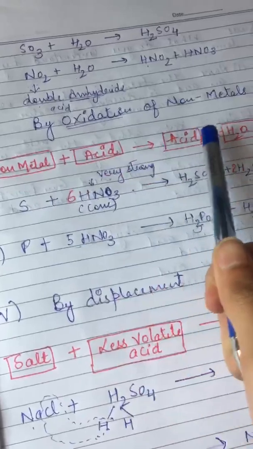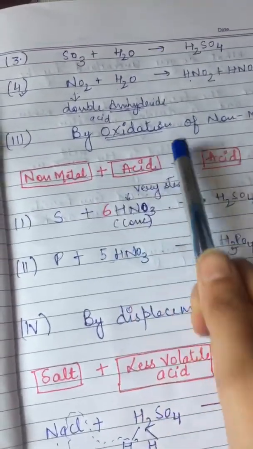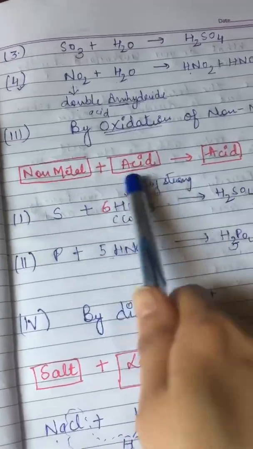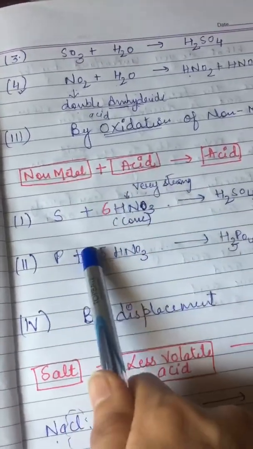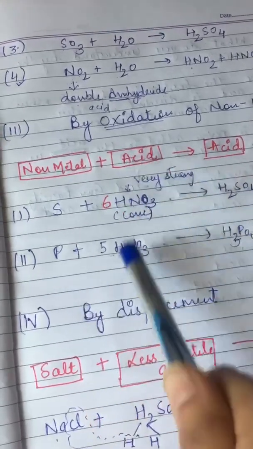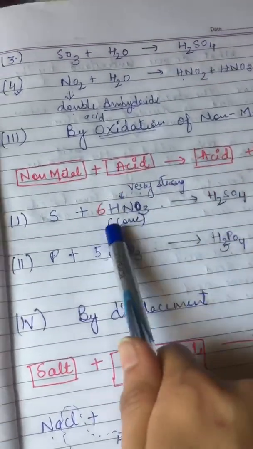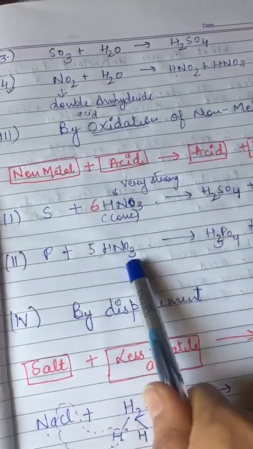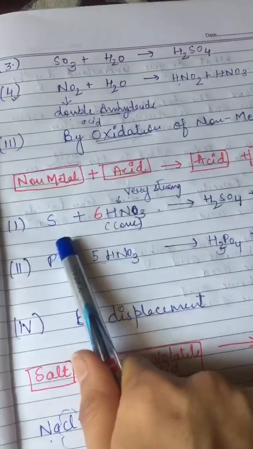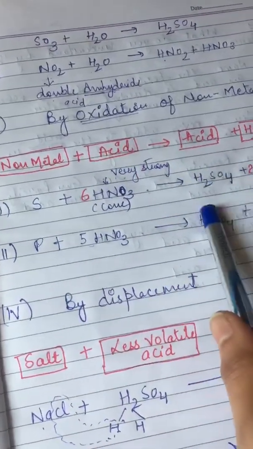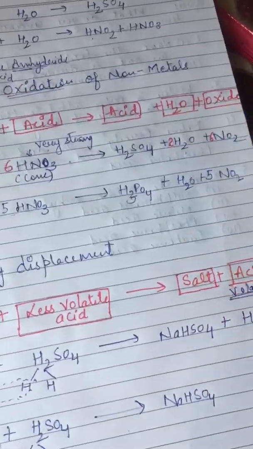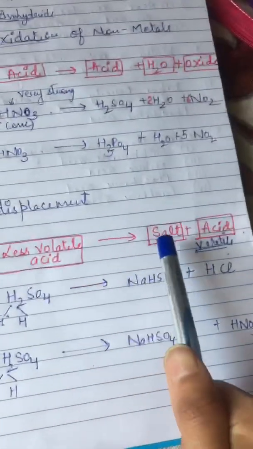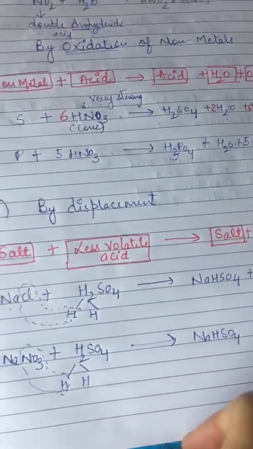By oxidation of non-metals. Oxidation means here we will take a strong oxidizing agent, which is nitric acid. It is a very, very strong oxidizing agent. We will take non-metal S, non-metal P, and react them with it. We will form acids, H2SO4 and H3PO4: phosphorus and nitric acid give phosphoric acid, sulfur and nitric acid give sulfuric acid, leaving behind H2O and NO2. Next, by displacement, salt and less volatile acid give salt and acid, right?